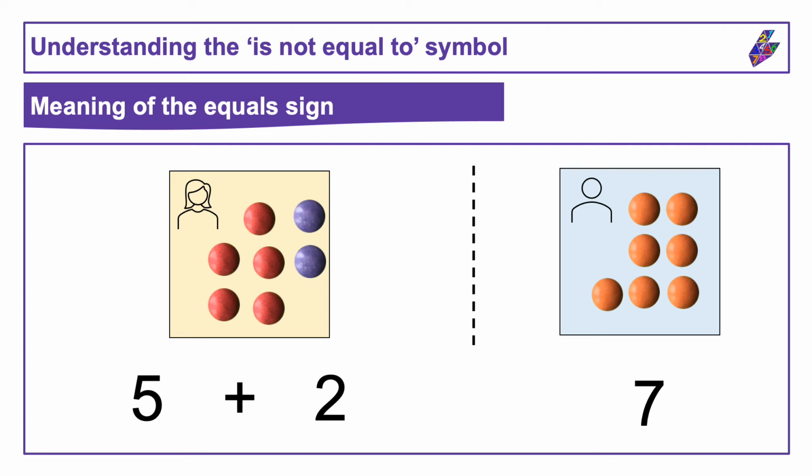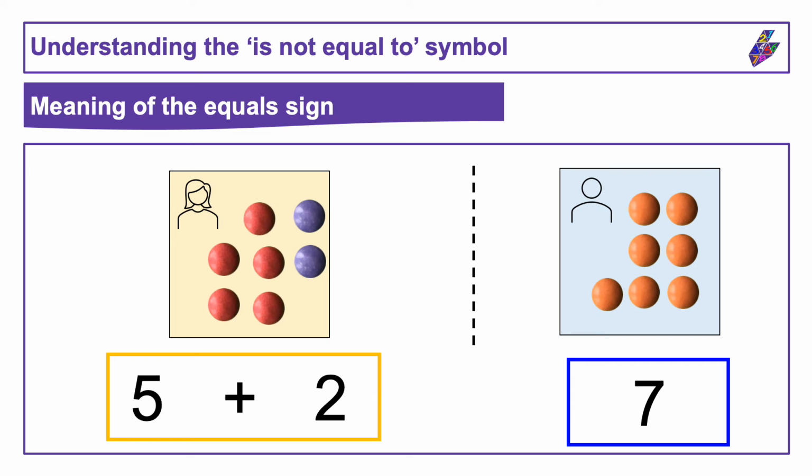If we look at Jenny's sweets, we can see that 5 plus 2 gives a total of 7. So Jenny has 7 sweets altogether. This is the same number of sweets as Michael. It's just that Jenny's are different colours. So this means that the two groups are equal, and we can show this by using an equals sign. 5 plus 2 equals 7.